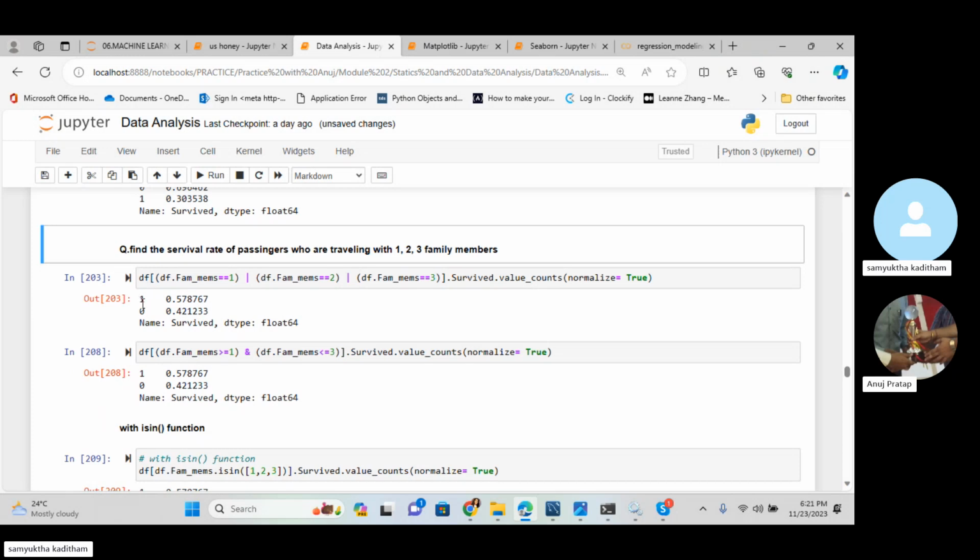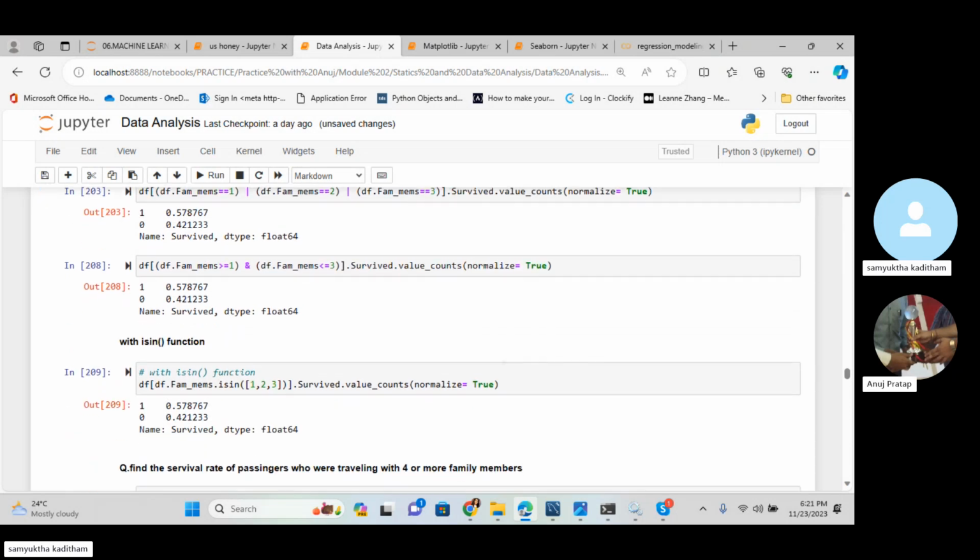So these are the three family members, one, two, three. In those three types of family members, including the passengers, combining the data, we got this much percentage of people who survived and this many were dead.